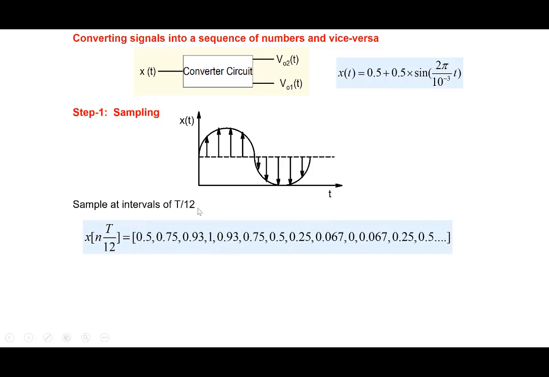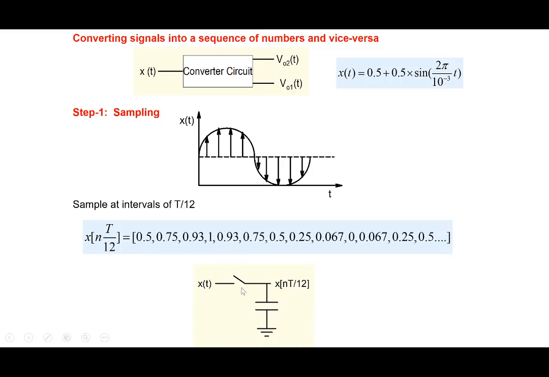So we sample it at certain intervals. Let's say for a sinusoid like this, we want to capture the entire sinusoid. So let's say we sample it at intervals of T by 12, so we have 12 samples here. And let's say those samples are 0.5 here, 0.75 here, and these are the samples that we get here.